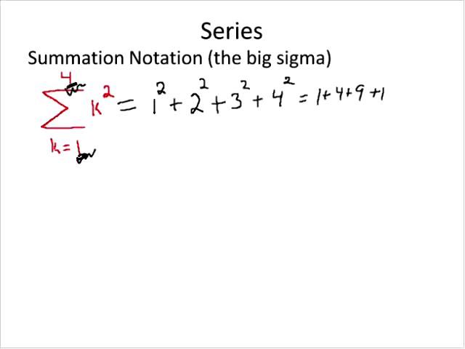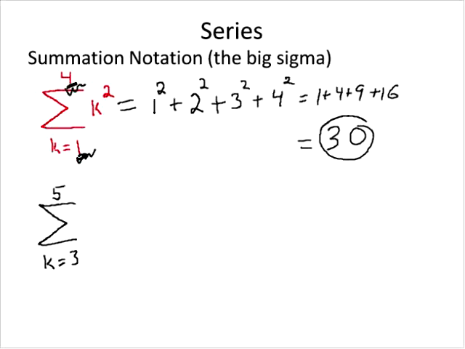So if I add all these up, that's 1 plus 4 plus 9 plus 16. That gives me a grand total of 30. That's summation notation. Let me show you another one. So here's my sigma. And this time we're going to run from 3 to 5. You don't have to run from 1. You can run from 3 to 5. And then I'll tell you what k will be. So this will be 2k minus 5.